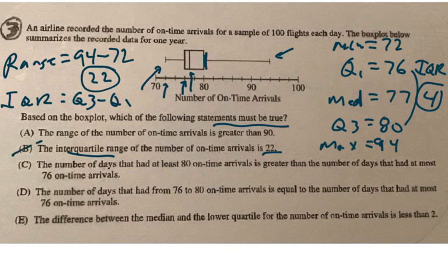That's the range, not interquartile range. The range is greater than 90? Nope. So I already know A and B are bad. See how I'm eliminating answers? This is how you approach it, guys.